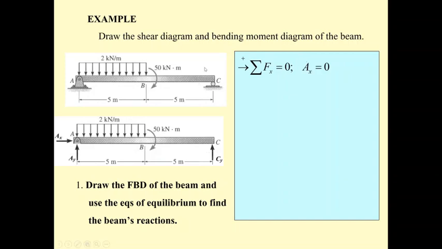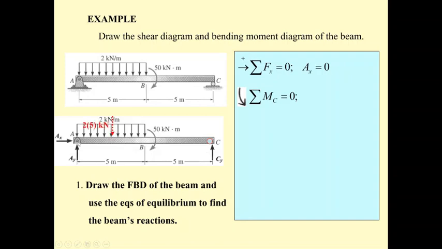And then we take moment at one point. Let's take moment at C. Okay, we will see. And the counterclockwise is positive. That means the A sub y produces the moment about C with the clockwise direction. So A sub y is going to be times 10 and have the negative sign.